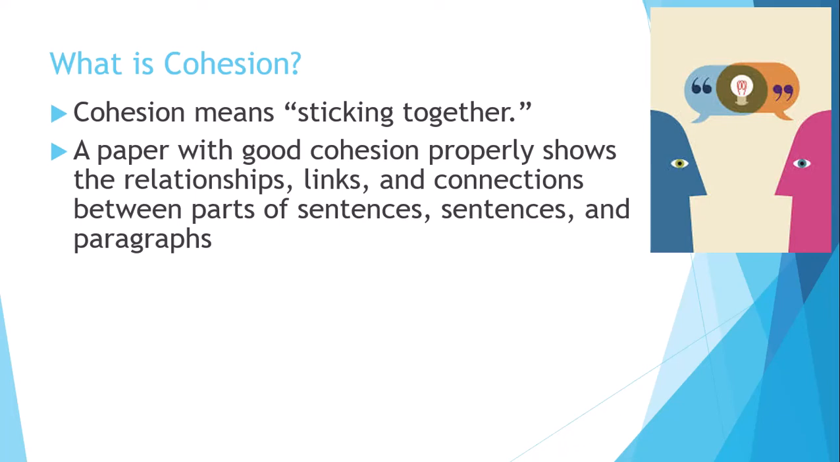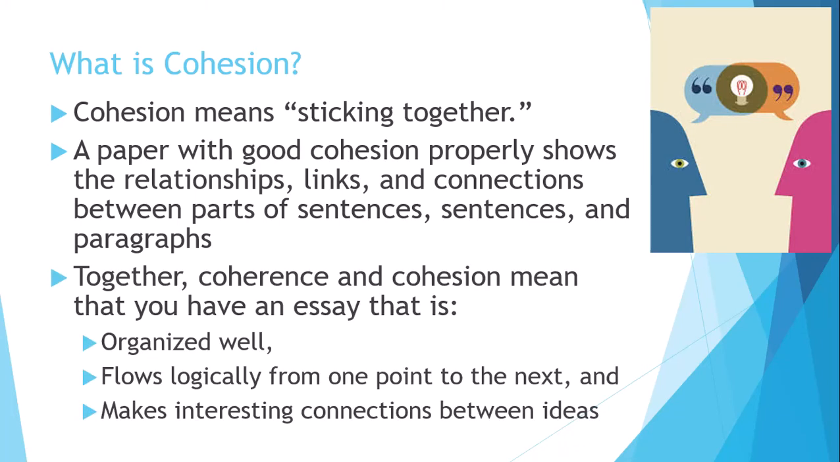So the first step, coherence, logical order. The second step, cohesion, links between those ideas. Together, these two concepts mean that you have an essay that's organized well, it flows logically from one point to the next, and it makes interesting connections and logical connections too between ideas. And one of the ways to do this is to use transitions.